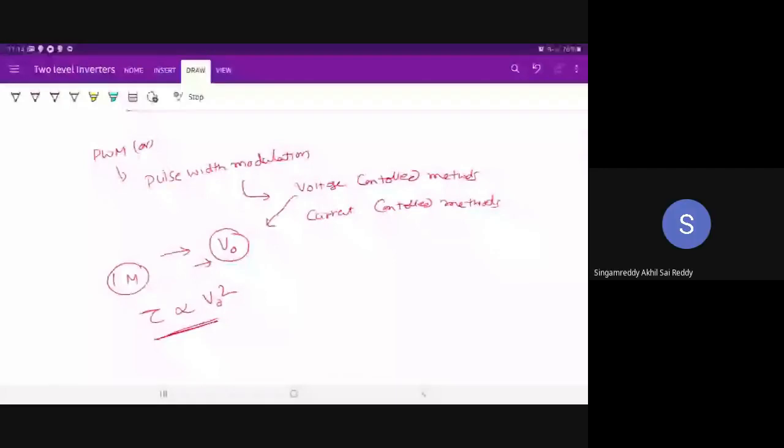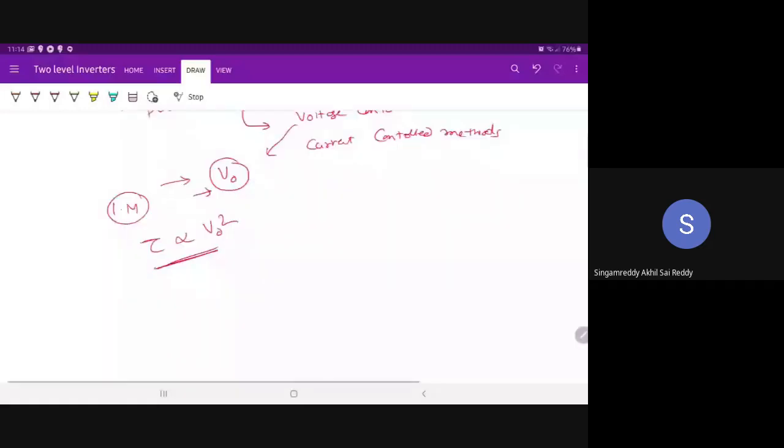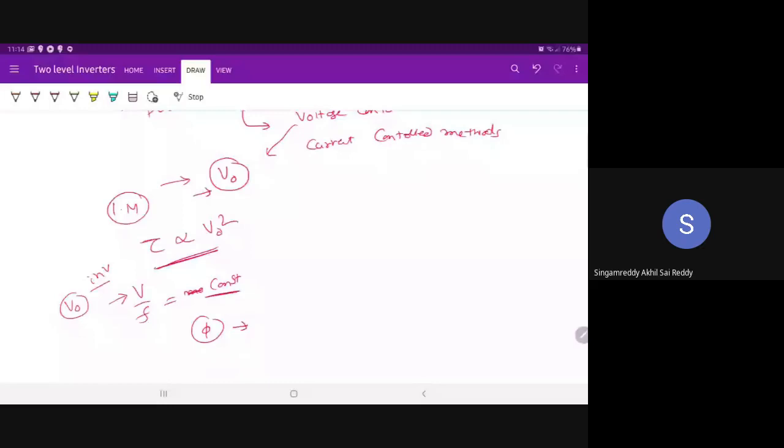So for example, normally machines will be operated in V by F mode, right? V by F must be kept constant. If you keep this V by F constant, the air gap flux will be constant and the machine will not go to saturation. So therefore this flux must be kept constant. This V corresponds to the output phase voltage of this inverter. This frequency we can also control, so frequency is the output voltage frequency.